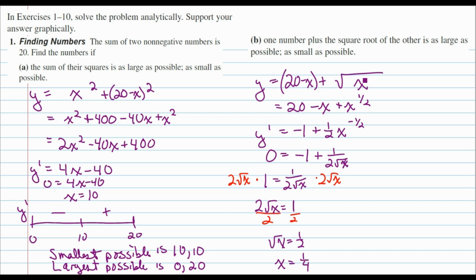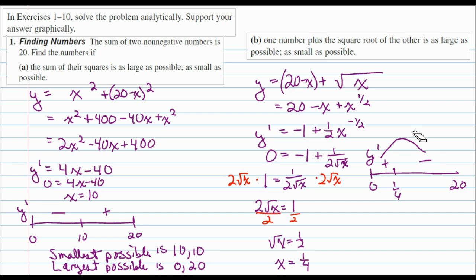And after some messy work, I find that the number that makes the first derivative 0 is going to be 1/4. So I'm going to test that on a number line. And I do get that 1/4 gives a maximum of y because the first derivative changes from positive to negative, meaning the original changes from increasing to decreasing. So the largest possible sum of one of the numbers and the square root of the other is when x equals 1/4. So the number I'm taking the square root of is 1/4. The other number then would be 19 3/4.